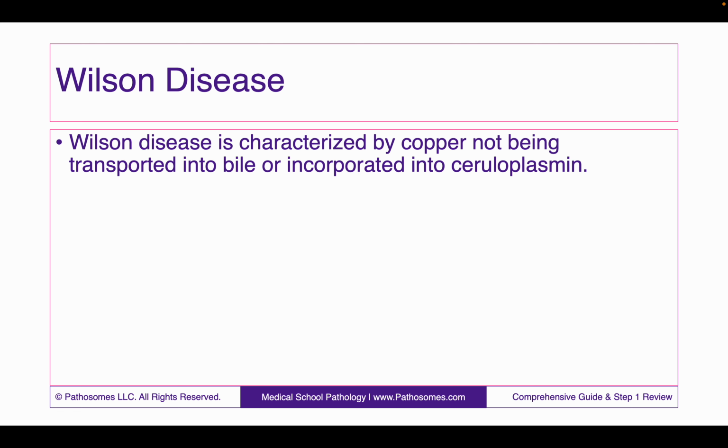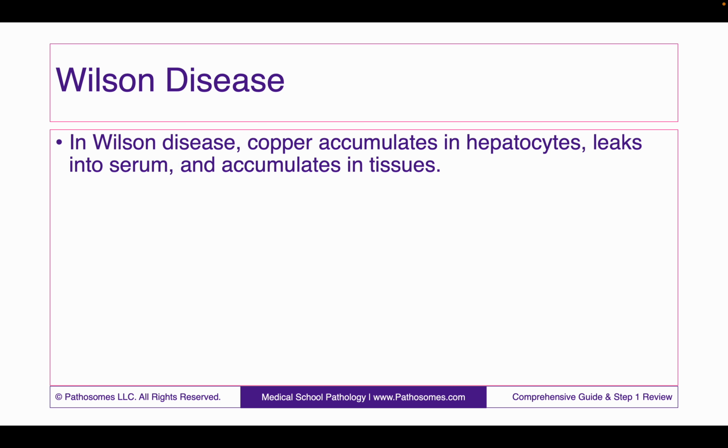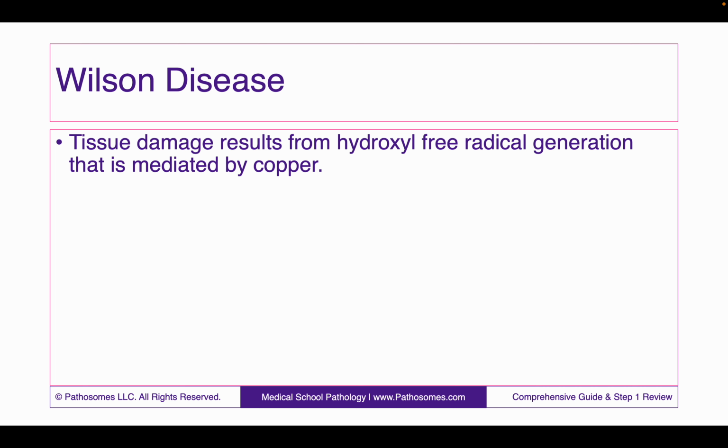Wilson disease is characterized by copper not being transported into bile or incorporated into ceruloplasmin. In Wilson disease, copper accumulates in the hepatocytes, leaks into the serum, and then accumulates in tissues. Tissue damage results from the hydroxyl free radical generation that is mediated by copper.